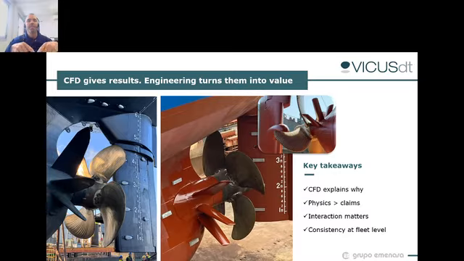So why is this propeller better than what I have already? Explain to me, because with CFD you can explain every single detail. Why is this energy saving device working on this vessel and not on this other vessel? Again, you can get into the details and see what's going on. And the interaction between the hull, the appendages, the propeller and the rudder can all be explained with the right model.